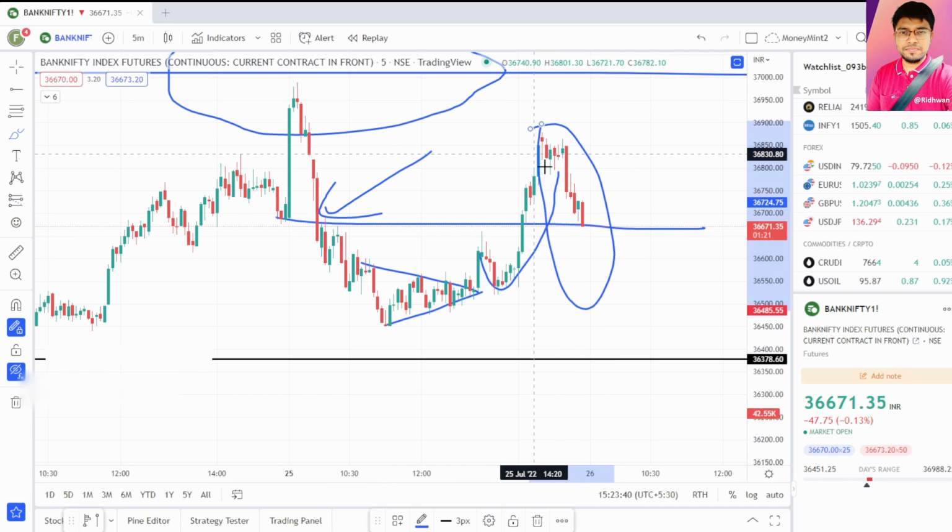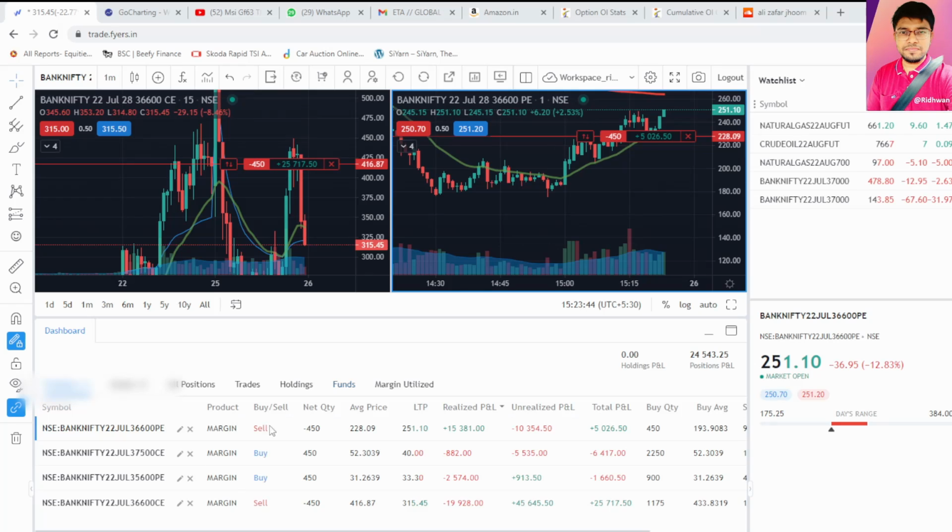So right now I'm resuming the 36,600 straddle. You can see from my position here, I'm carrying the 36,600 straddle, the call and the puts. These I have sold with hedging of around 100,000 points away. So I'm thinking to carry this forward for tomorrow.